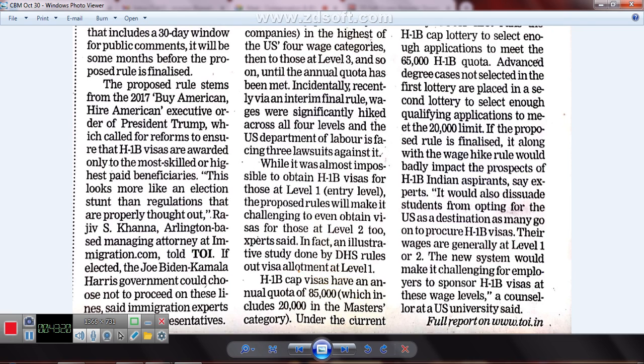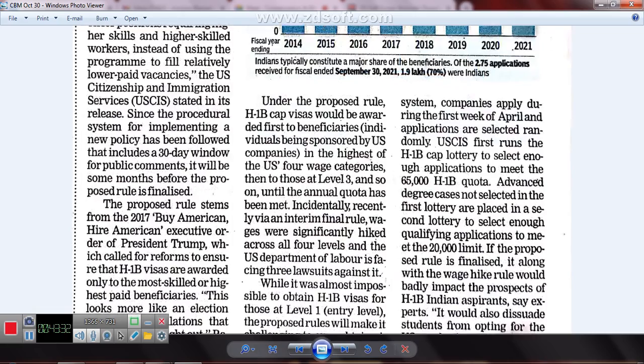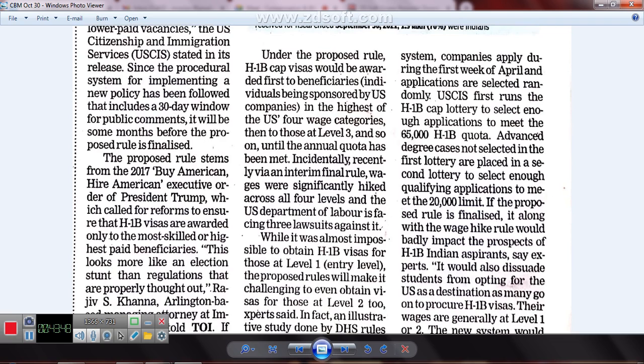H-1B cap visas have an annual quota of 85,000, which includes 20,000 in the master's category under the current system. Companies apply during the first week of April, and applications are selected randomly. USCIS first runs the H-1B cap lottery to select enough applications to meet the 65,000 H-1B quota. Advanced degree cases not selected in the first lottery are placed in a second lottery to select enough qualifying applications to meet the 20,000 limit.